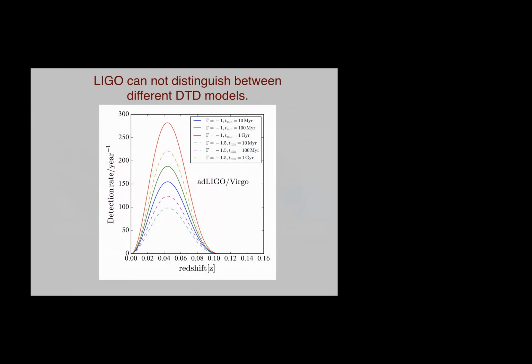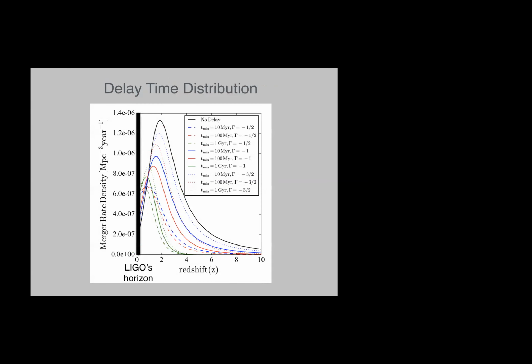LIGO has no power in differentiating between those different delay time distributions, because if you look at this plot, this is the detection rate expected for different models for LIGO. The thing about this is that it is rescalable. You can always multiply one curve by a constant number and get the other curve. This is because you cannot probe into the redshift. You cannot really see the derivative of those lines as a function of redshift. Again, that's because LIGO's horizon is so small. You cannot probe to actually see the peak and the drop-off of these curves and where they happen.